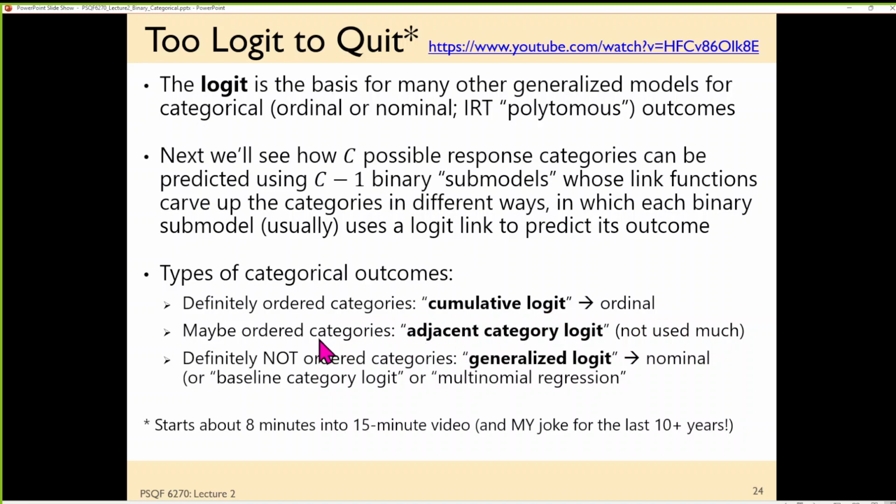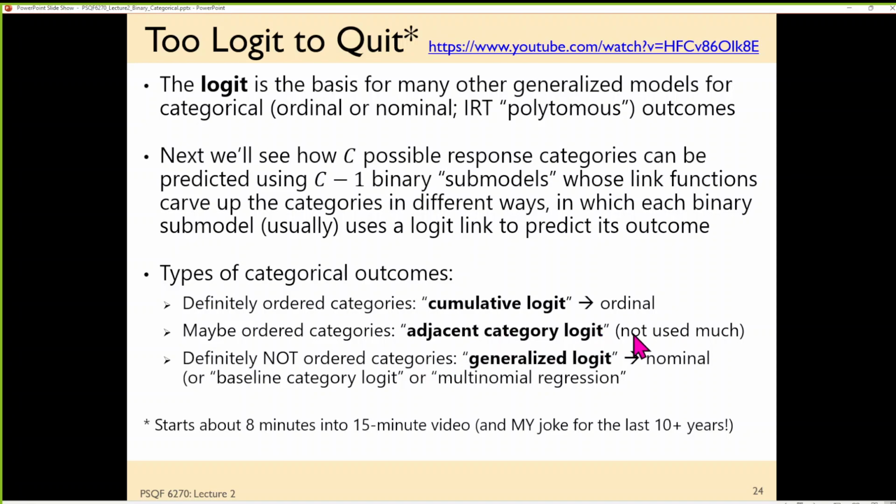If you have ordered categories that might be debatable, so for instance, if you have a problem that requires two distinct kinds of abilities to solve it correctly, you might have someone who got neither aspect of the problem, somebody who got one aspect but not the other, somebody who got the other aspect but not the first one, or they got both, where like the middle two, you're not sure which should be higher, those kinds of situations. Those are known as partial credit models in IRT. The link function that you can use that doesn't assume ordering for all of them is called adjacent category logit.